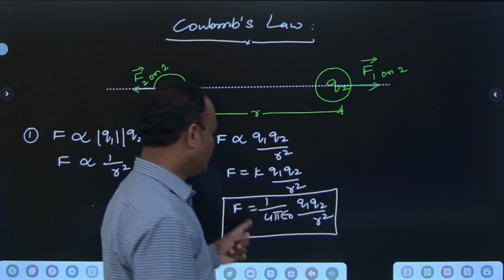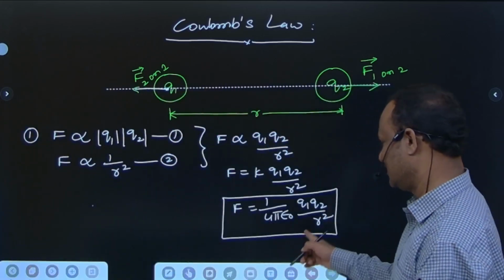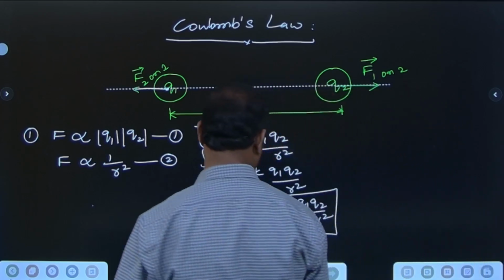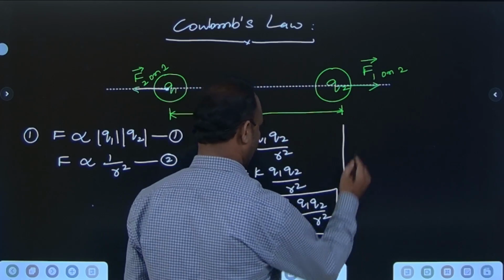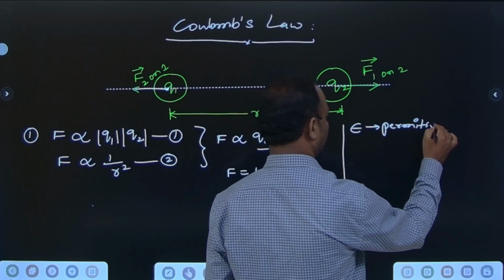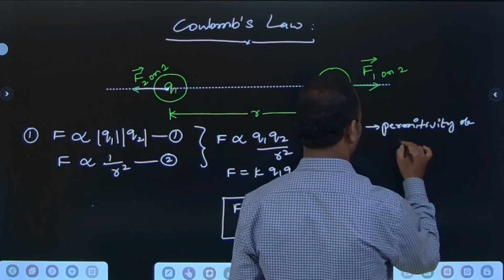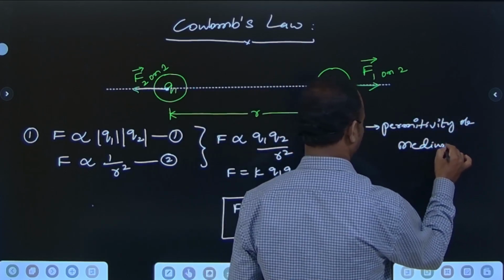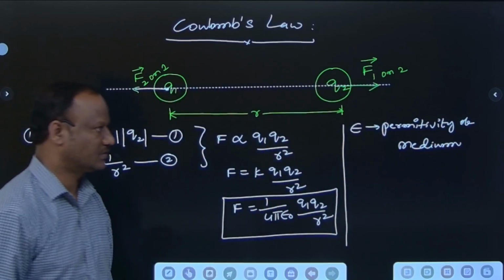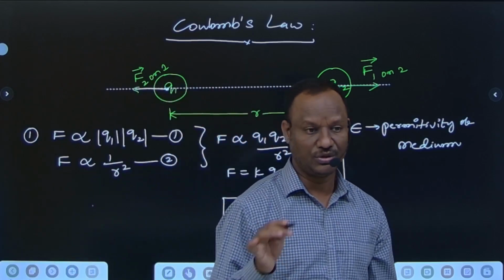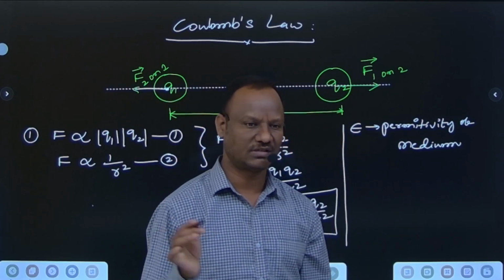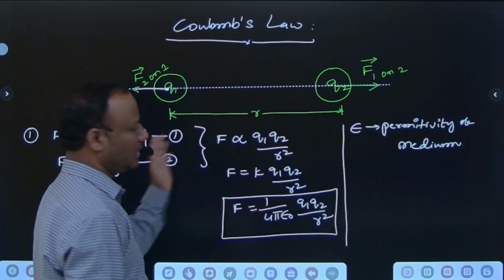Do we have any vectorial representation on this? No, only the force magnitude. Now let me know about this. First, what is epsilon naught? Epsilon is permittivity of the medium. What do you mean by permittivity? Permittivity is the ability of a medium or substance to allow electric lines of force to pass through it.